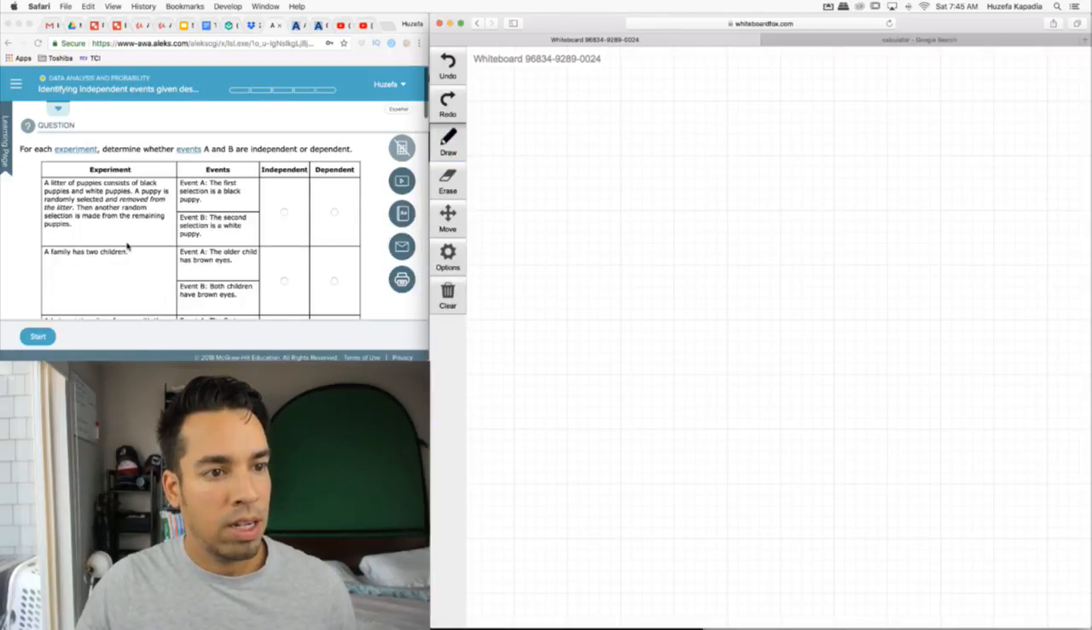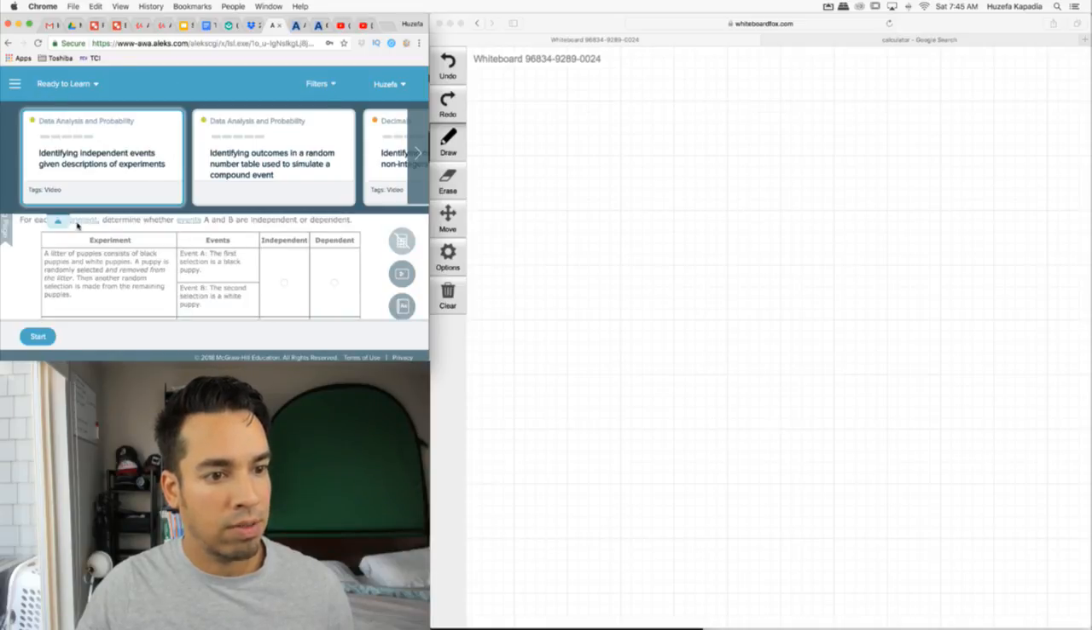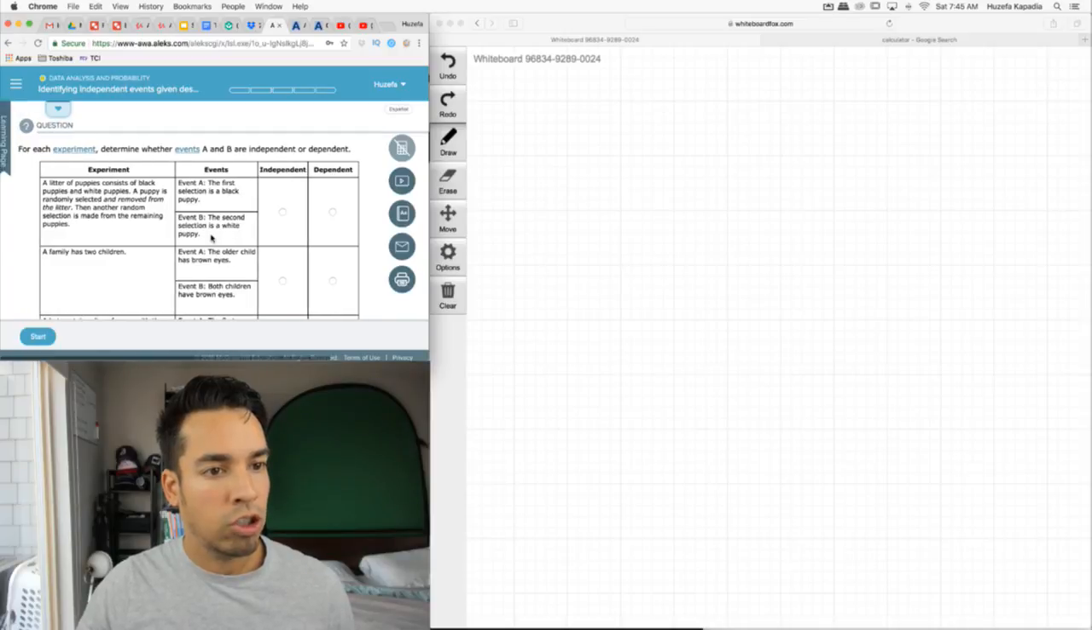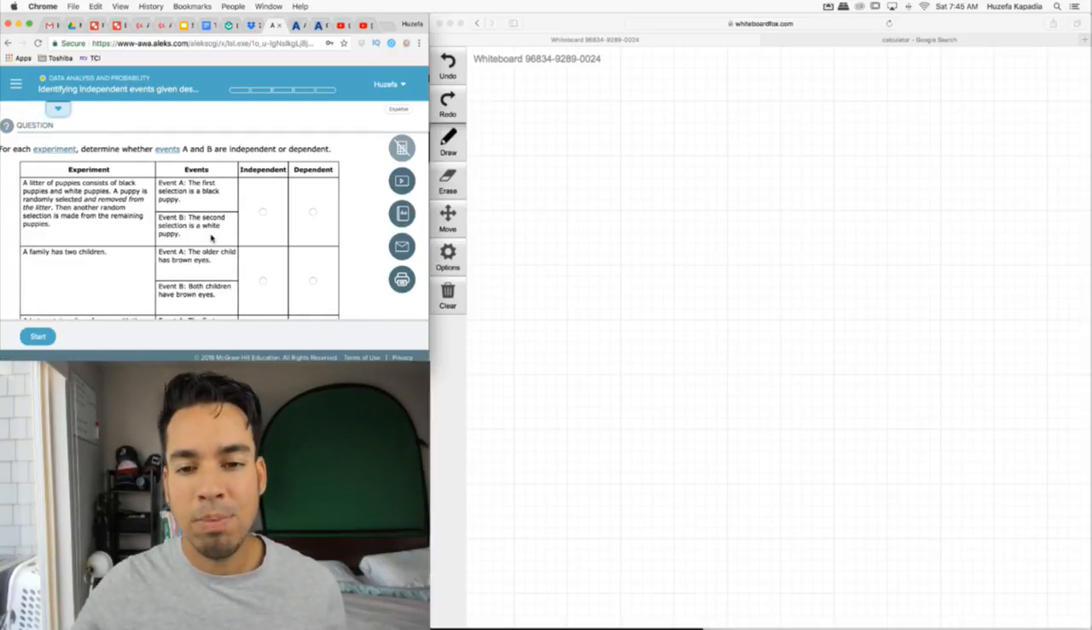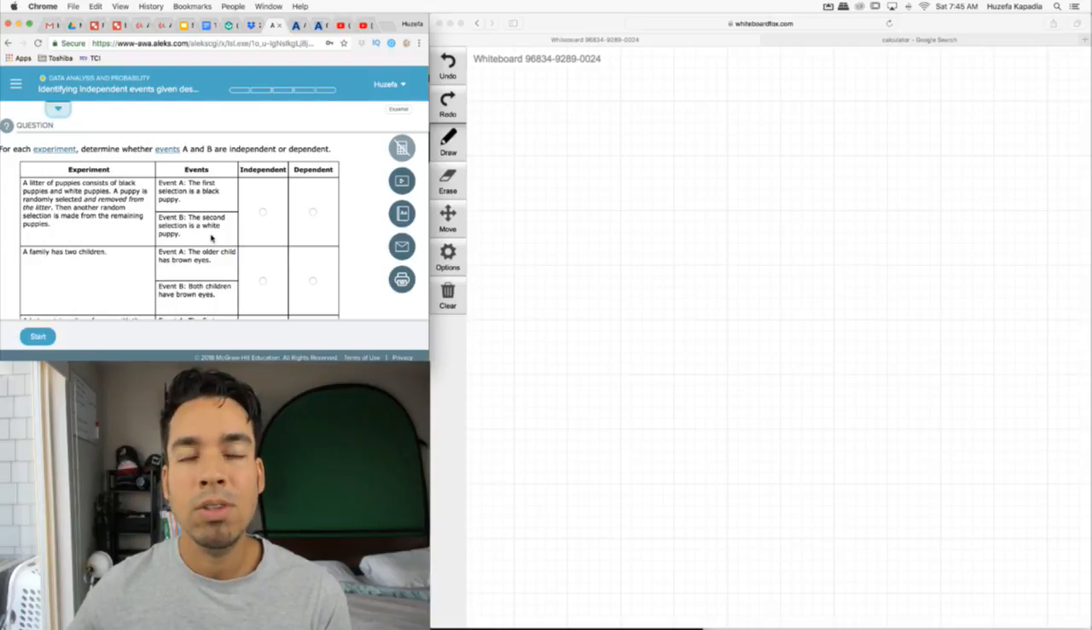Next problem, data analysis and probability: identifying independent events given descriptions of experiments. So we're trying to determine whether something is independent or dependent. An independent event means it doesn't rely on anything. A lot of times we can say, for example, flipping a coin is an independent event. There's nothing that it depends upon.